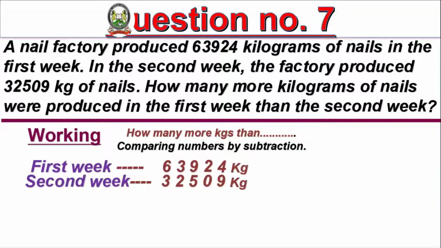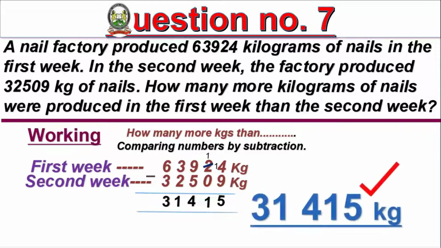The same, first week, 63,924, and second week, that's 32,509. So how many more kilograms of nails were produced in the first week? So you just subtract. So this is 14. You got 1 here, it remains 1 and becomes 14. 14 minus 9 is 5. Then 1 minus 0 is 1, and 9 minus 5 is 4, and 3 minus 2 is 1, and then 6 minus 3 is 3. Then that is your answer.